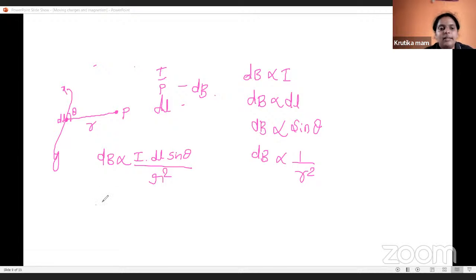To remove the proportionality sign we introduce a constant, mu naught upon 4 pi. So what is the formula for the Biot-Savart law? dB is equal to mu naught upon 4 pi, I dl sine theta divided by R square. Yes. So this is the magnetic field for the current carrying conductor, and this is the formula for the Biot-Savart law.